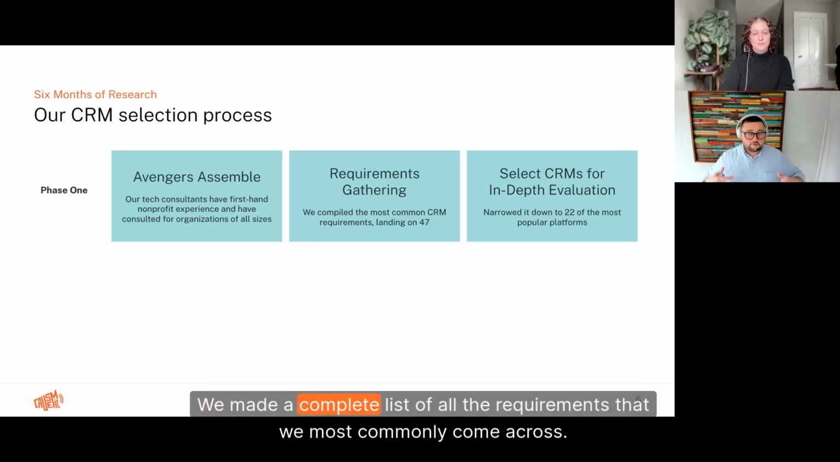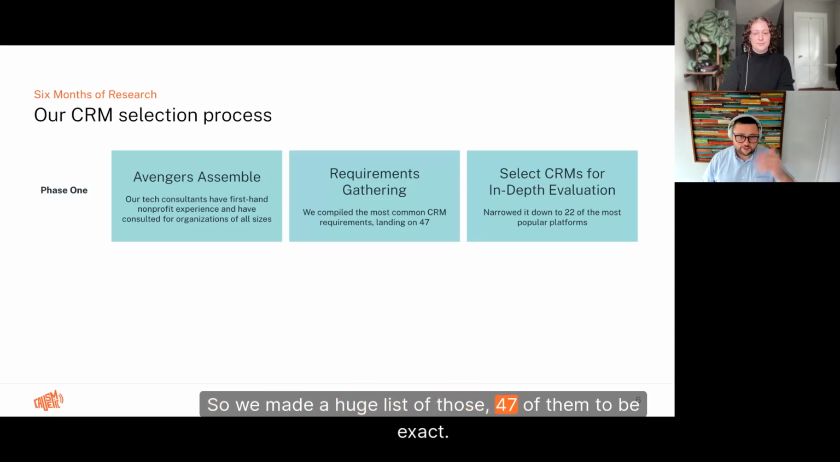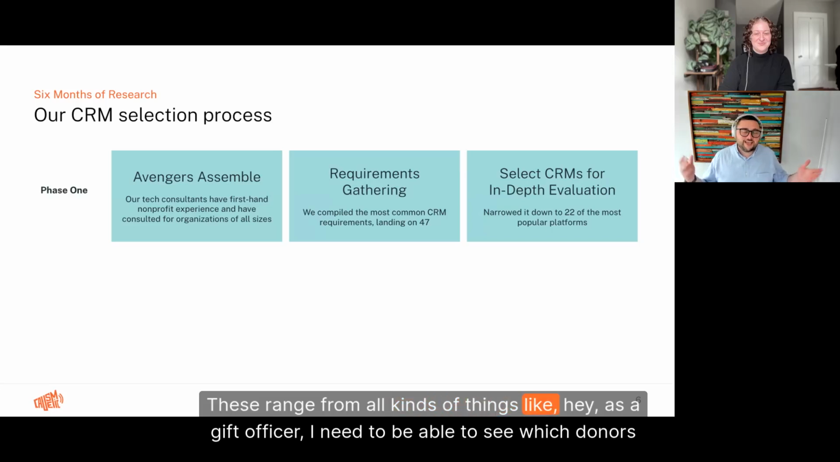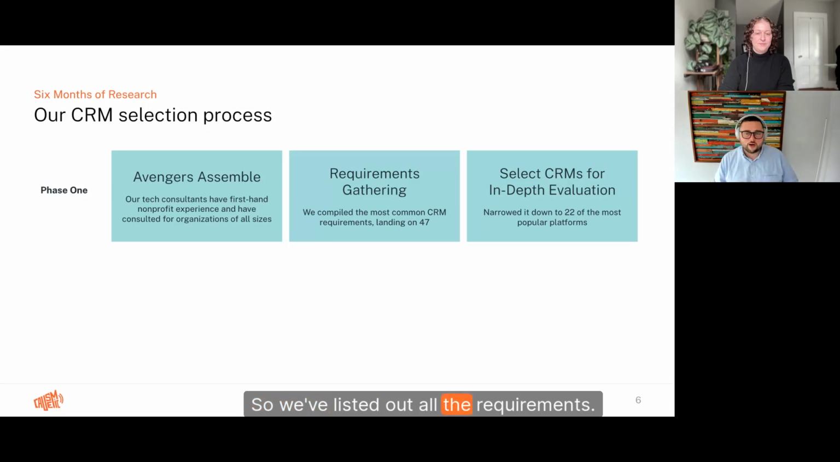We made a complete list of all the requirements that we most commonly come across when we're helping nonprofits select and implement technology. So we made a huge list of those, 47 of them to be exact. These range from all kinds of things like, hey, as a gift officer, I need to be able to see which donors recently made a contribution so that I can initiate a thank you series or something like that. So we've listed out all the requirements.